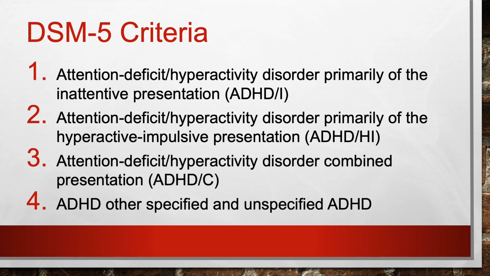The DSM-5 criteria define 4 dimensions of ADHD: attention deficit hyperactivity disorder, primarily of the inattentive presentation; attention deficit hyperactivity disorder, primarily of the hyperactive impulsive presentation; ADHD combined presentation; and ADHD other specified and unspecified ADHD.